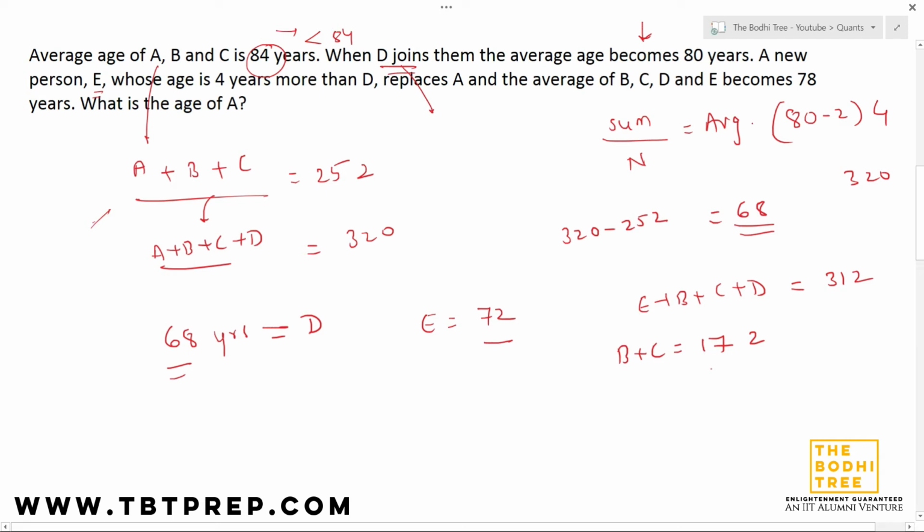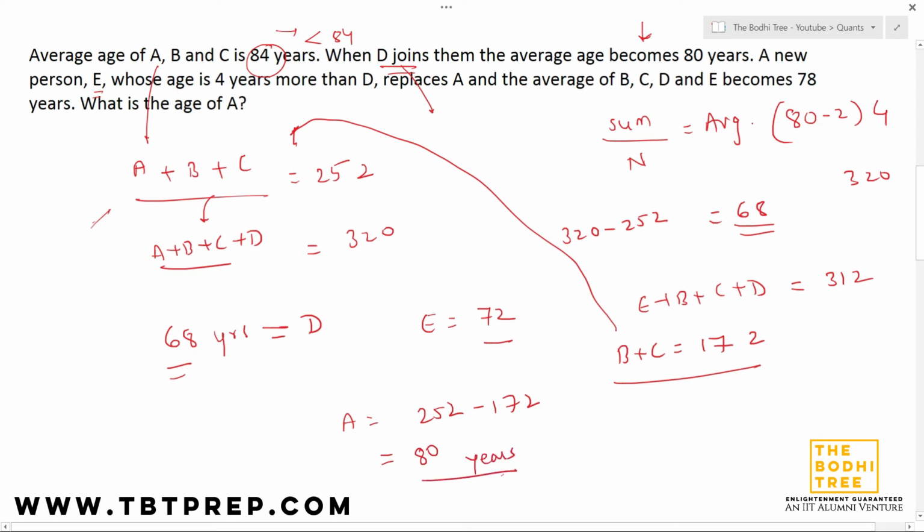And what have they asked? What is the age of A? Yes, so we can use this. We'll get B plus C, we'll substitute here and we'll be able to get the value of A. So A will be nothing but 252 minus 172, which is nothing but 80 years. So A is 80 years old. Simple, right? I hope you have understood. There's nothing complicated about this question as well. Straightforward question, right? Let us look at the next question now.